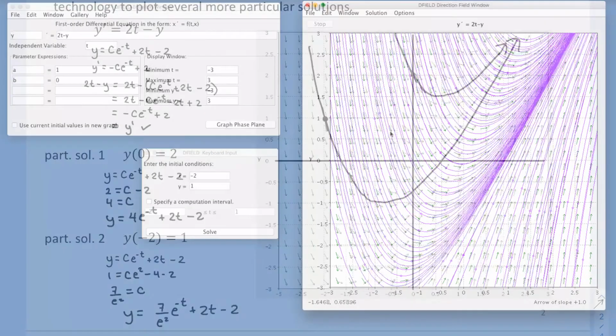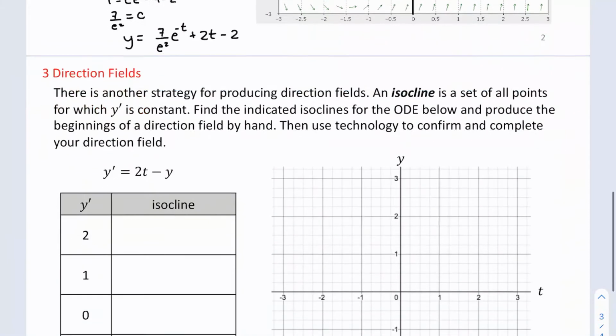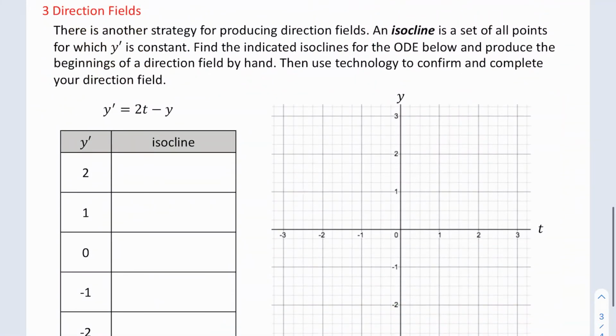Okay, let's go back to our notes here and go to the next page. There is another strategy for producing direction fields. An isocline is a set of all points for which y prime is constant.